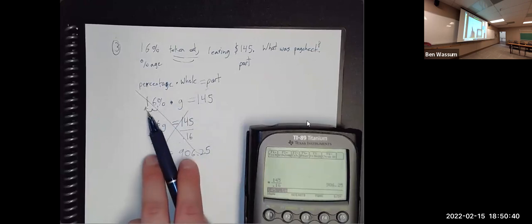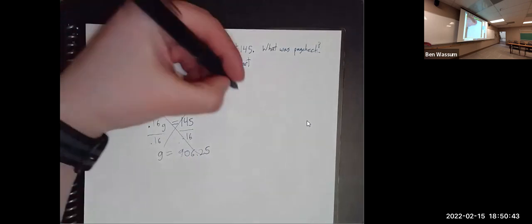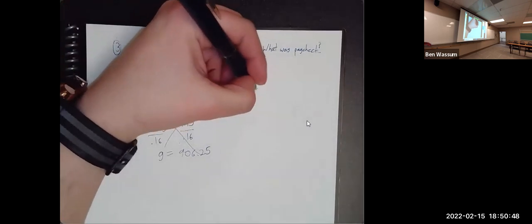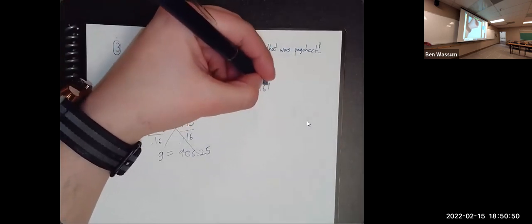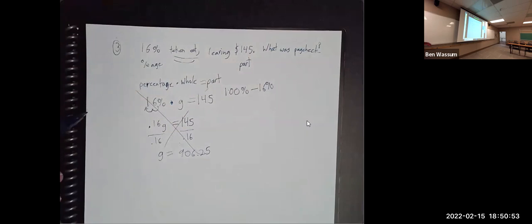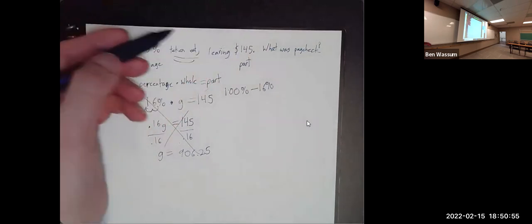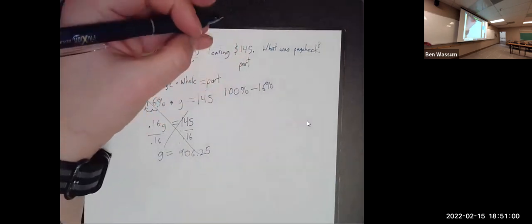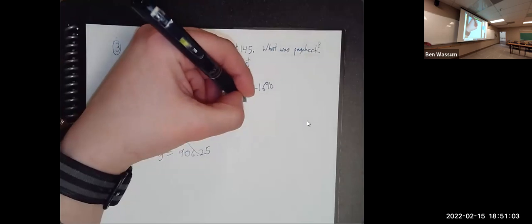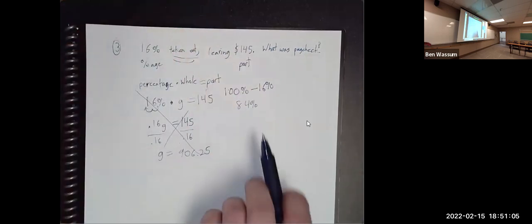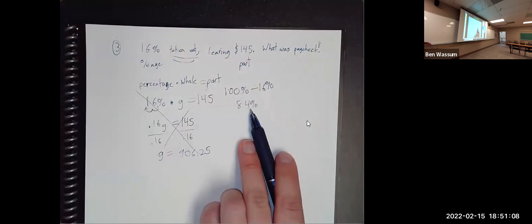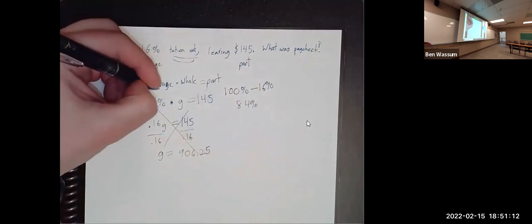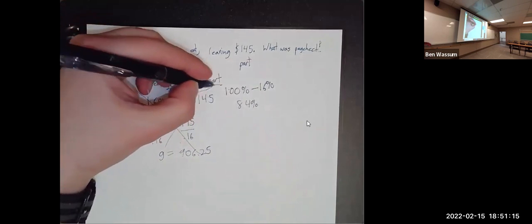So what we actually should have done is figure out what we actually have. We have 145. We need to know what percentage that is. So you would do 100 minus 16, that would be 84%. You need the percentage that correlates to this part. This percentage has to be related to that part.